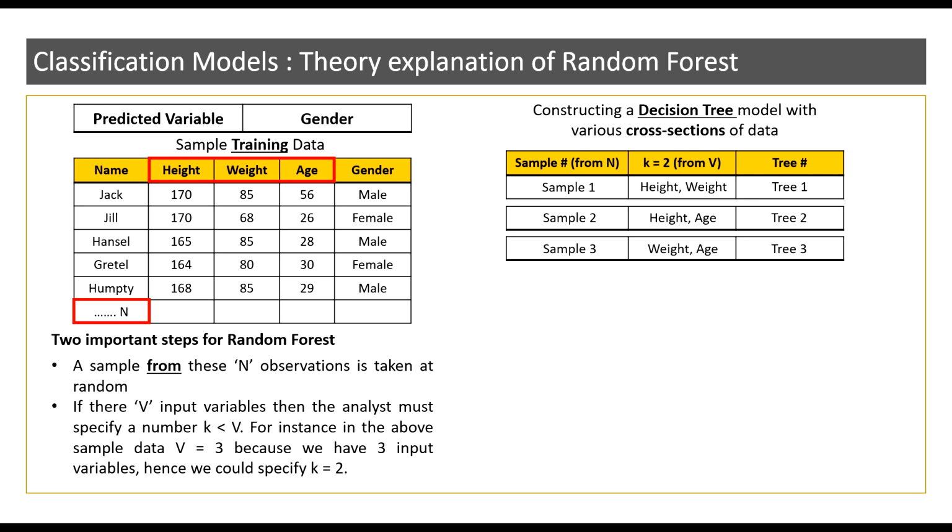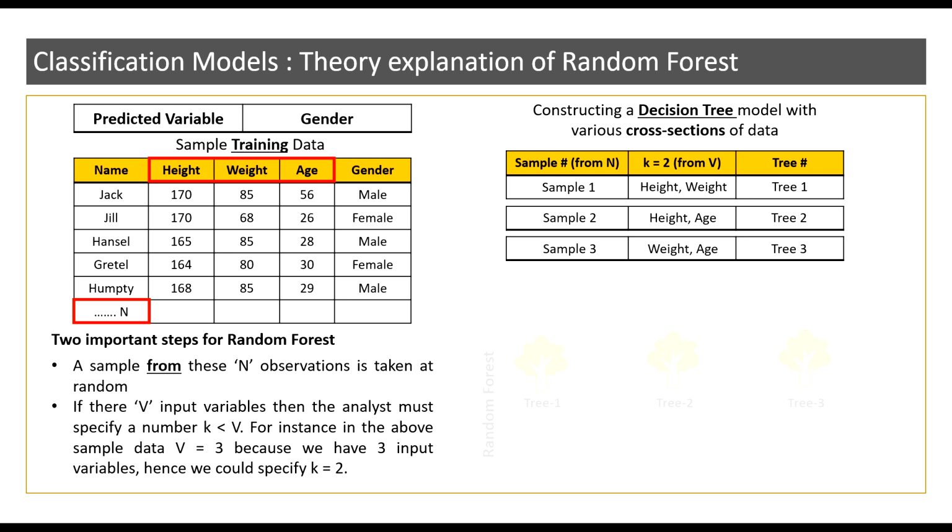Here, we can see that we have built 3 different decision trees from various cross sections of the training data. Recall from the previous video, we concluded that the decision tree changes because of the change in the number of observations or a change in the input variables. Here, by change in the number of observations, we are referring to the various samples that we have taken, that is sample 1, sample 2 and sample 3. And by change in the variables, we are referring to the various combinations of variables we have taken here, that is height weight, height age and weight age.